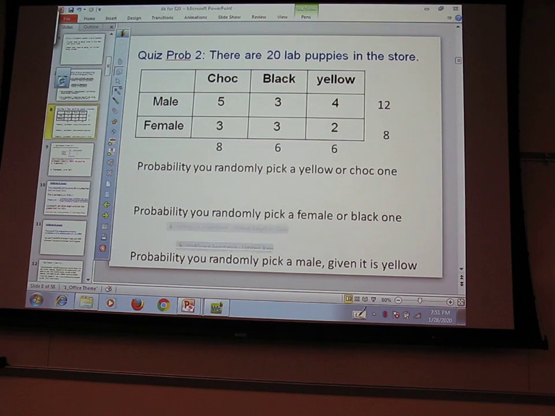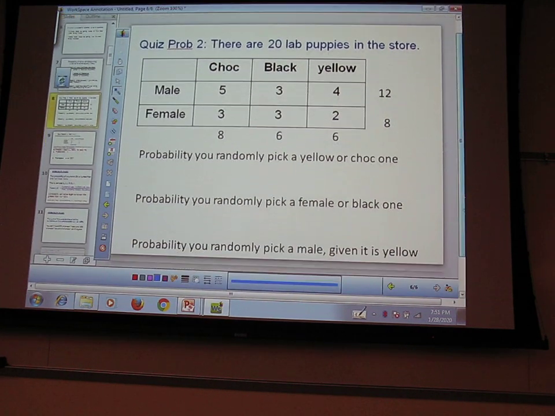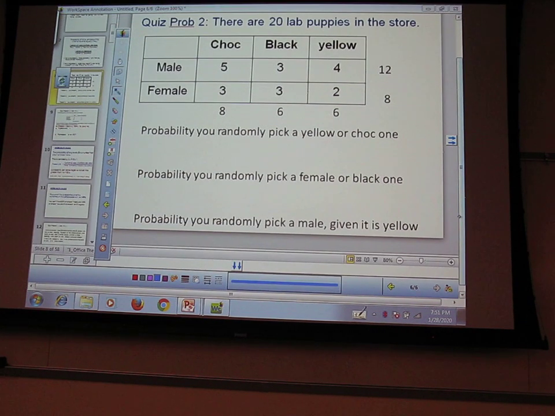So here's your quiz problem number 2. What's the probability you randomly pick a yellow one or a chocolate one? Is there any overlap between those? Can you be both yellow and chocolate? No, so they're mutually exclusive, you just add them. Yellow, chocolate, 8 plus 6 over 20, 14 over 20.